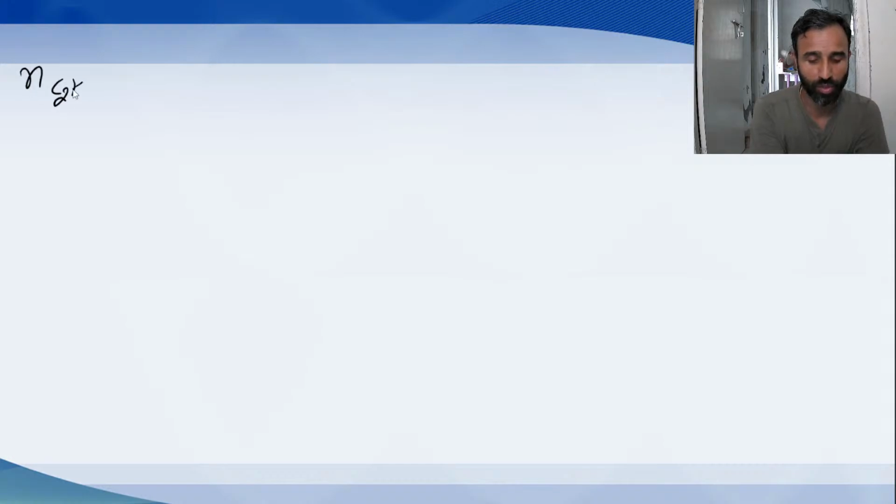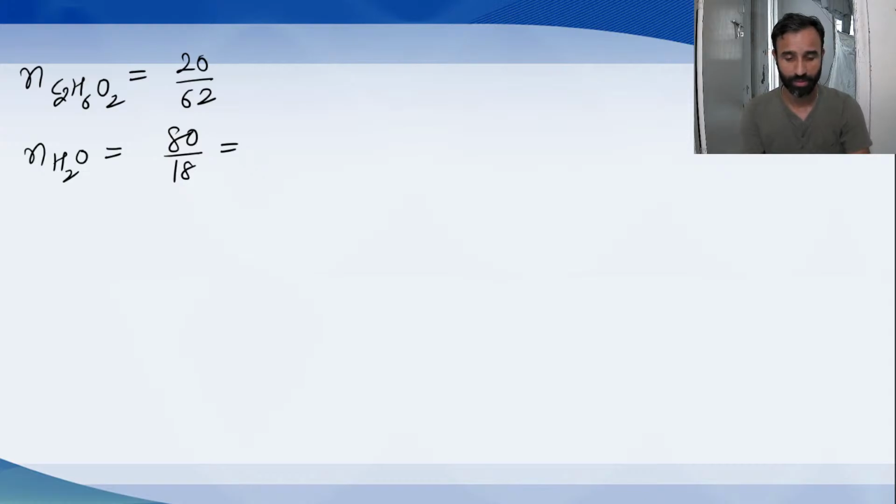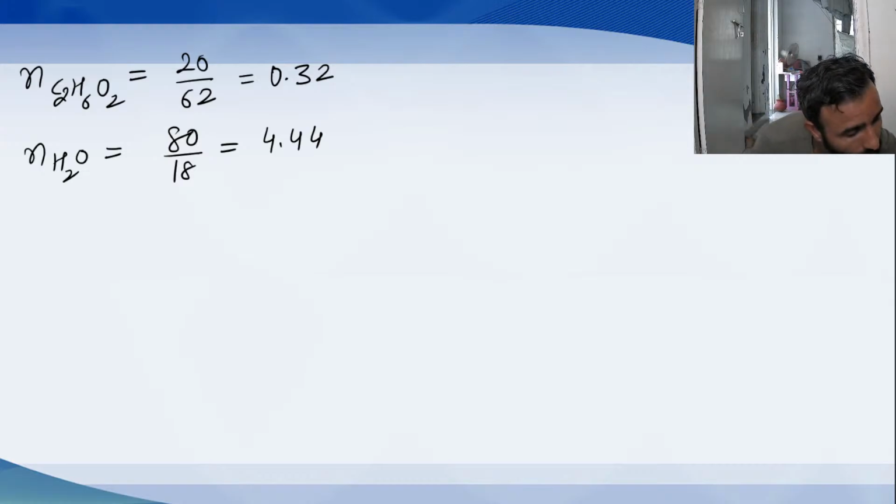So number of moles of ethylene glycol is equal to 20 over 62, and number of moles of water is 80 over 18. So 20 over 62 is 0.32, and for water it is 4.44. Okay.